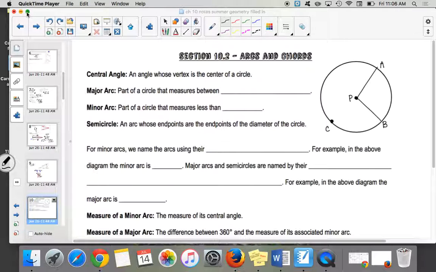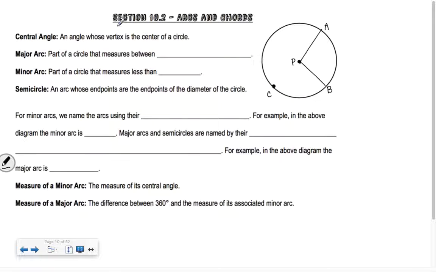10.2 is on arcs and chords. So a central angle, think about what that word means. Central and angle, so it's an angle that's in the center of a circle. So an angle whose vertex is the center of the circle. So this would be a central angle, angle APB, drawn here.